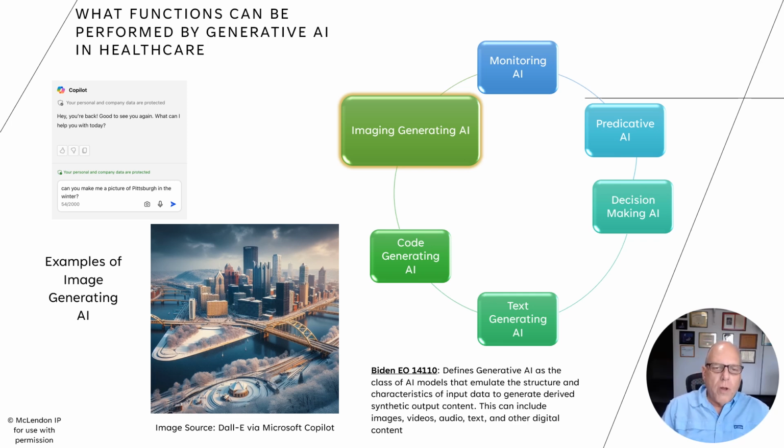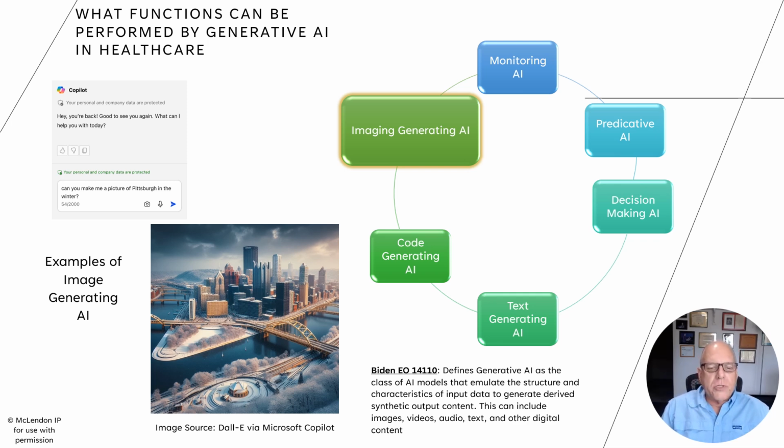So what I have in these floating boxes over to the right is the different things that AI can do within the generative AI spectrum. You can monitor with AIs, you can use them to predict things, you can use them to make decisions, you can generate text, you can generate computer code, and you can generate images such as the one that I did here.